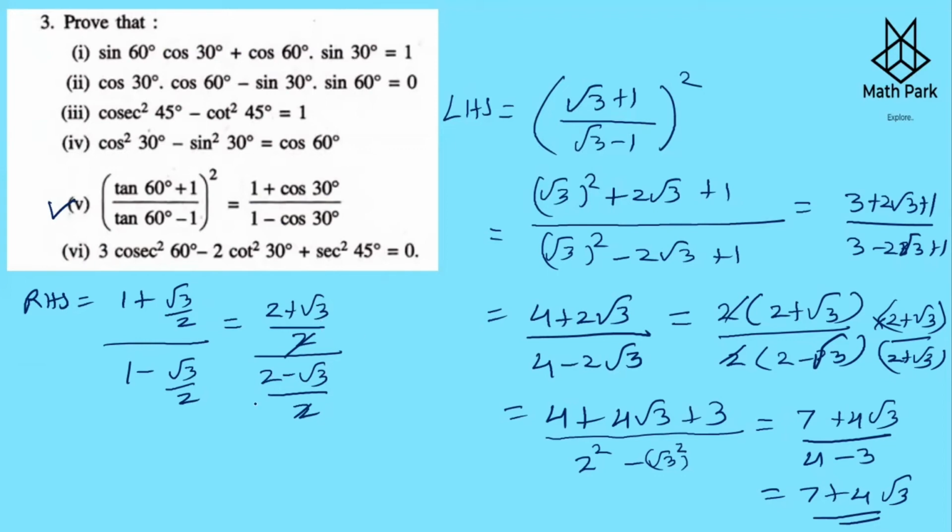On rationalizing this, we have again 2 plus root 3 upon 2 minus root 3. Same thing we had got over here. So on rationalizing this, we get this as 7 plus 4 root 3. And this is how we get LHS is equal to RHS. Got it? So same thing was there, so that is why I'm not explaining here. Let's move on to question number 6 on the next page.